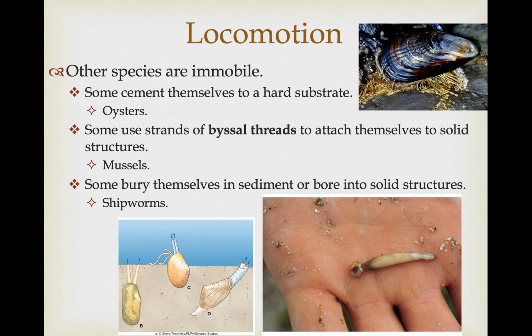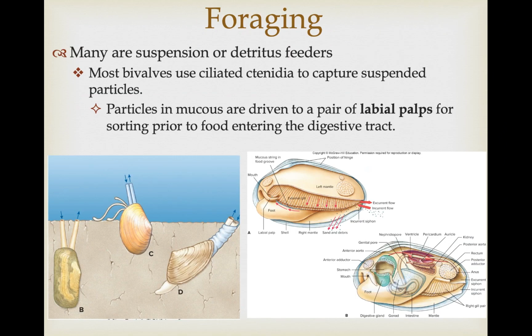So again, that's why they're called ship worms. Many of the mollusks are suspension or detritus feeders, so they're eating very small food particles. And they're using their ciliated ctenidia to capture these suspended food particles or food particles that are in the detritus.